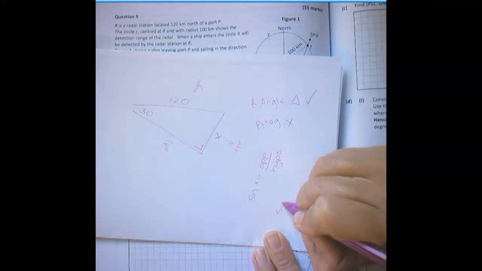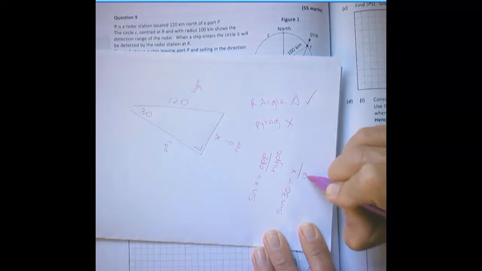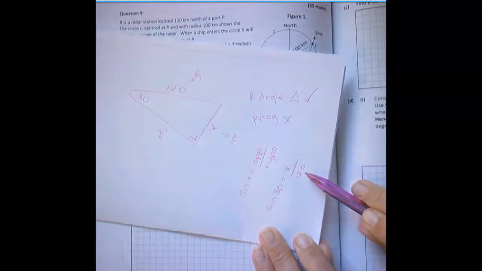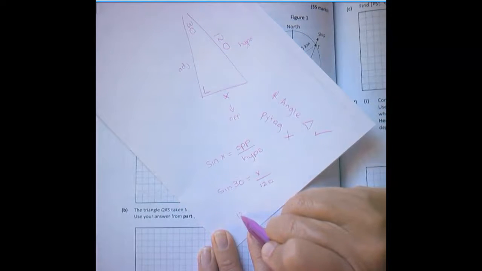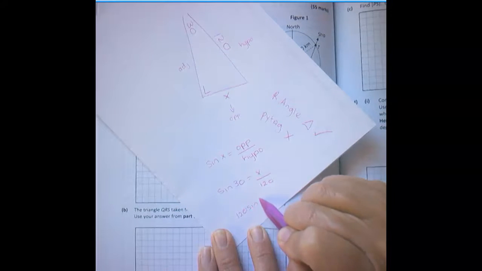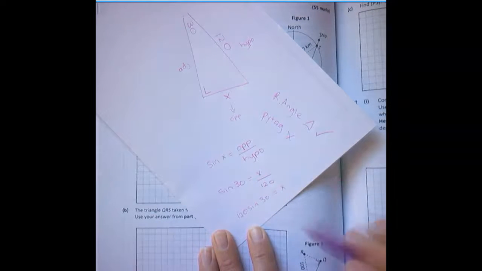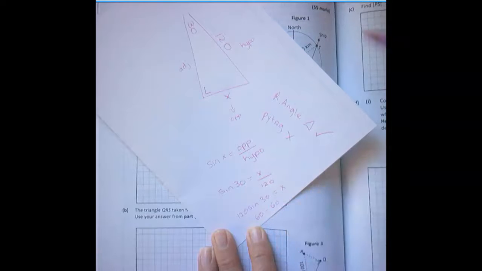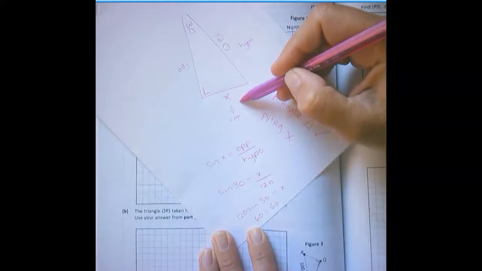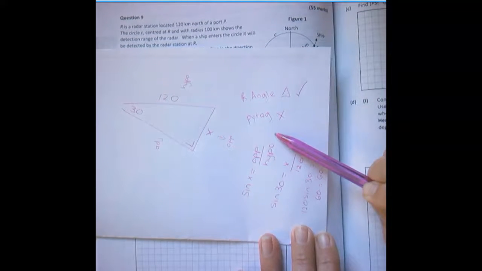So my sine of 30 is equal to my opposite over 120. If I want my x on its own, I will have 120 sine 30 is equal to my x. Plug that into your calculator, so your x will work out as 60. So we know that the side we're looking for is 60. And that's by following the steps, going, do I have a right angle triangle? Can I do Pythagoras? Can I do my ratios?